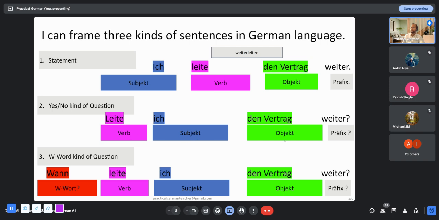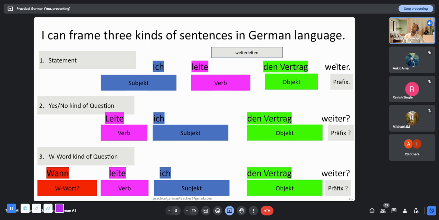So it's not that difficult to learn. All you have to do is place the prefix at the last position. Everything else remains the same if you look at it. Wann leite ich den Vertrag weiter? So W-word, verb at the second position, then you have the subject, then the object, and the prefix is at the last position. And that's what you need to know when you are using only one verb in a sentence, and that verb is separable. Any questions over here?